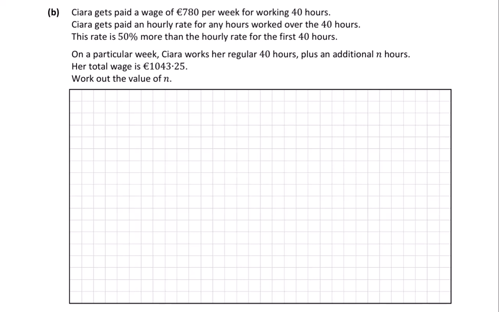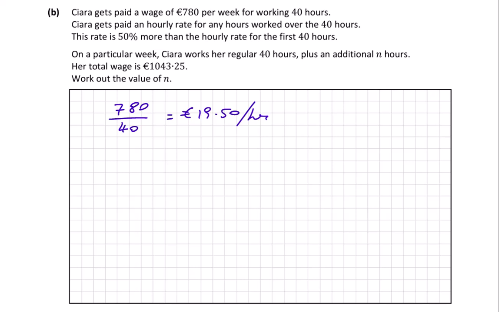So the first thing we're going to do is take the €780 and work out Kira's normal everyday hourly rate. So if you take the 780, she works 40 hours, so divide by 40. That gives her an hourly rate of €19.50 per hour. Now this is her standard week rate.